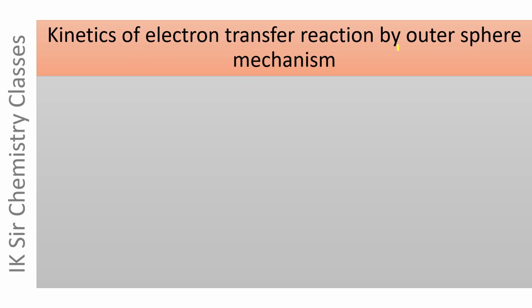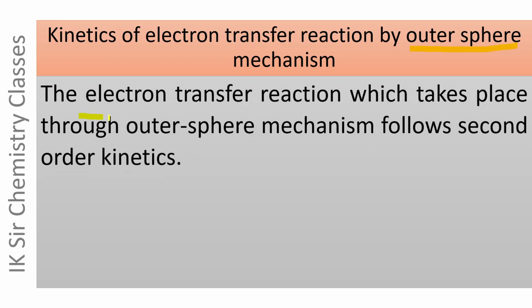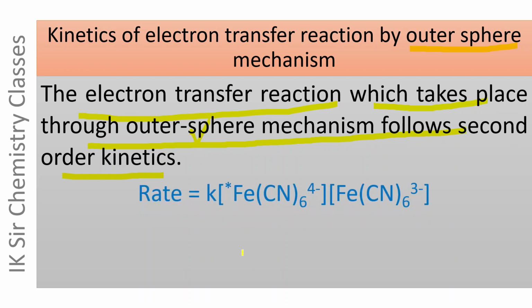Kinetics of electron transfer reaction by outer sphere mechanism. The electron transfer reaction, which takes place through outer sphere mechanism, follows second order kinetics. For example, the given reaction follows second order kinetics. The reaction under consideration on the previous slide follows second order kinetics.